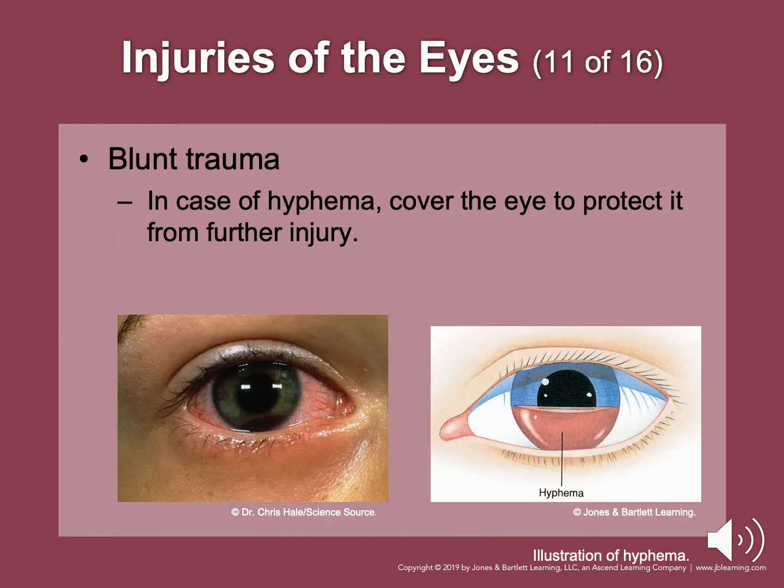Hyphema or rupture of the globe may signal the presence of a spinal injury. Elevate the head of the backboard to approximately a 40-degree angle to decrease intraocular pressure. Discourage the patient from performing activities that may increase IOP.